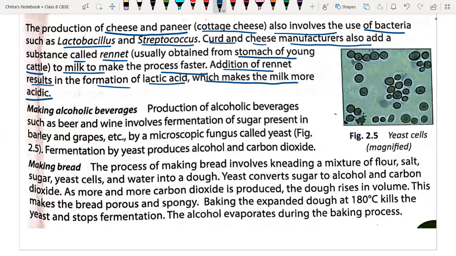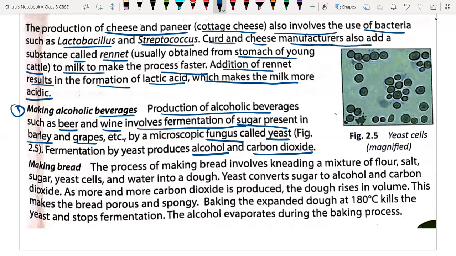Okay. The next process we have is making alcohol and beverages. The production of alcoholic beverages such as beer and wine involves fermentation, in which sugar present in the barley and the grapes is converted into alcohol with the help of a microscopic fungus called yeast. So if we perform the fermentation process with the help of yeast, sugar converts into alcohol and carbon dioxide is released.